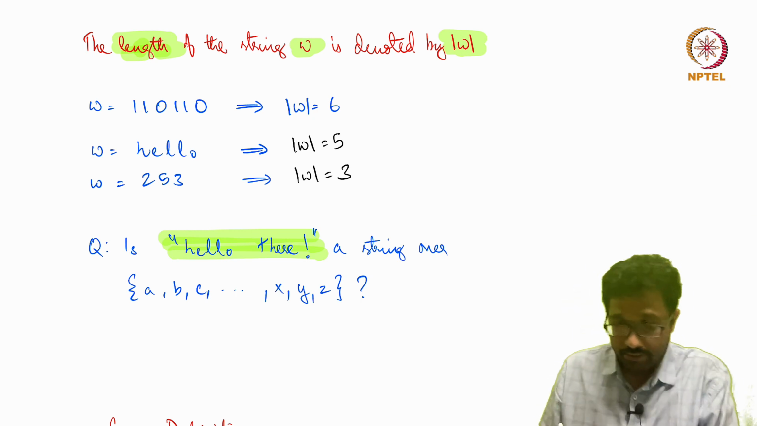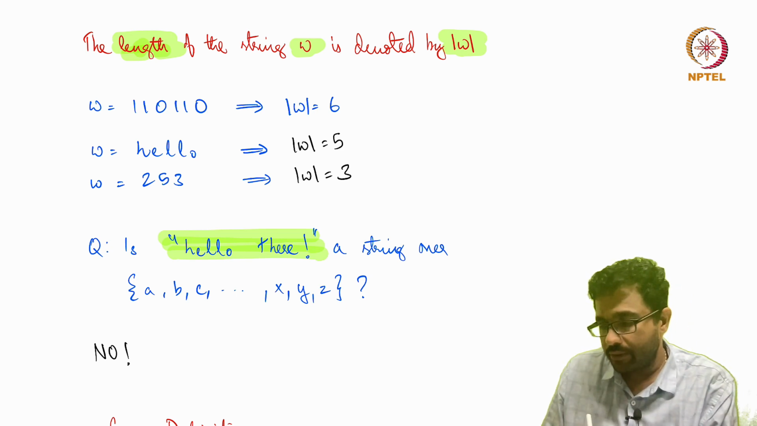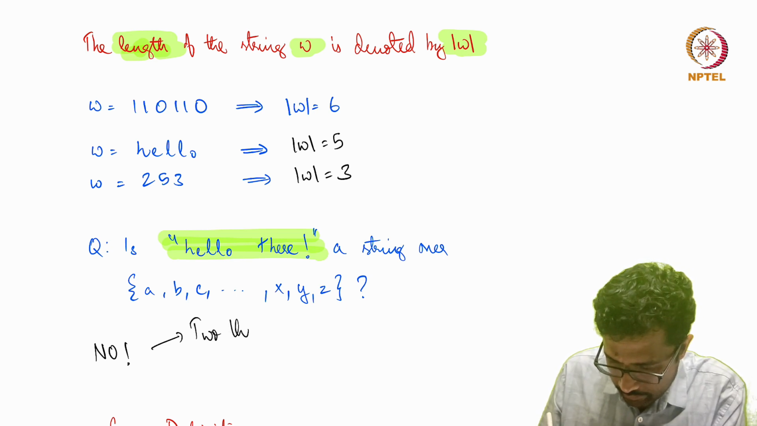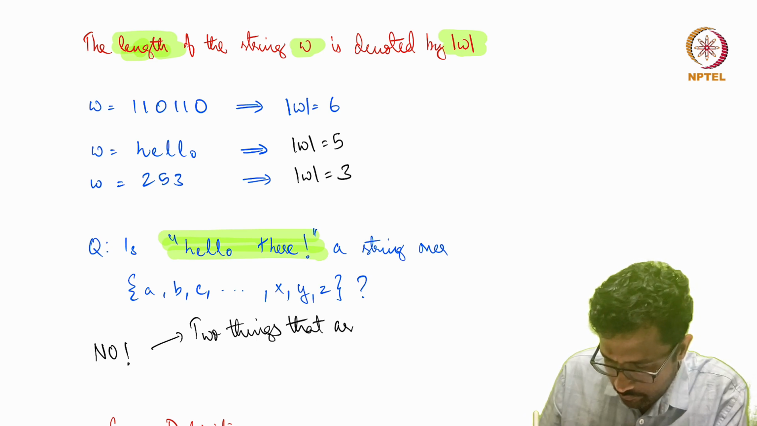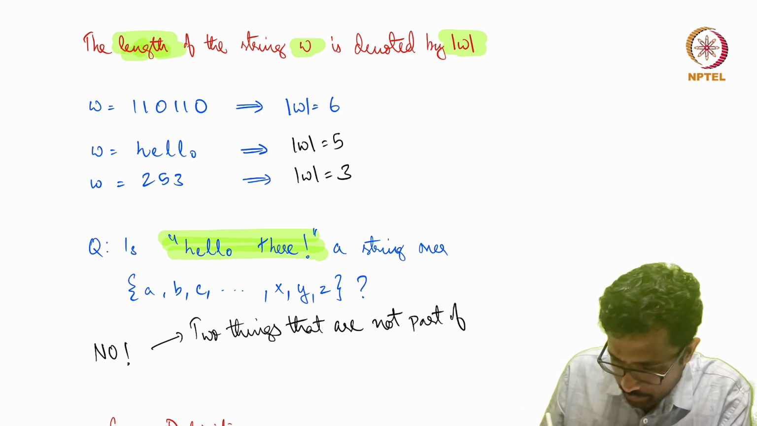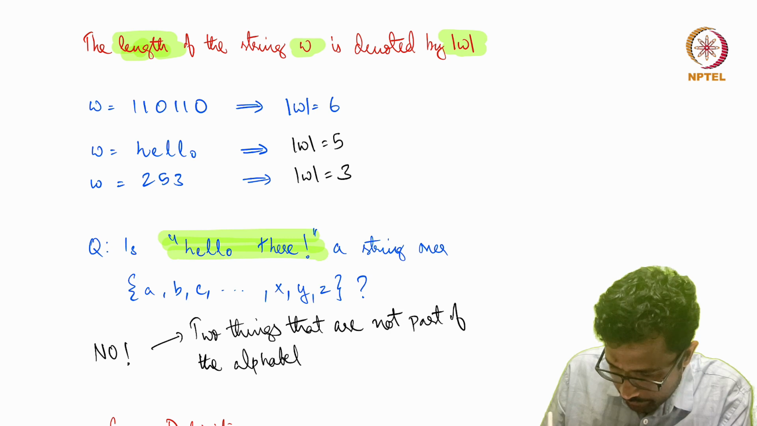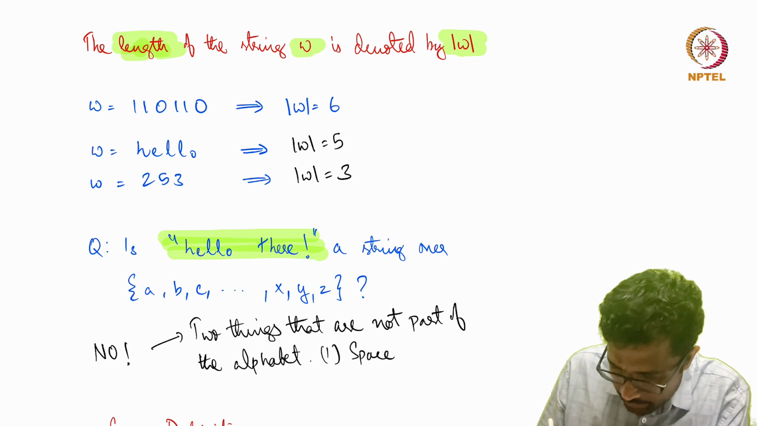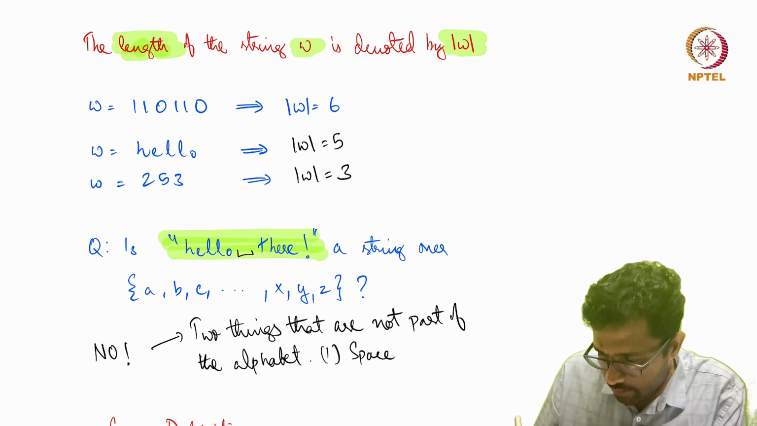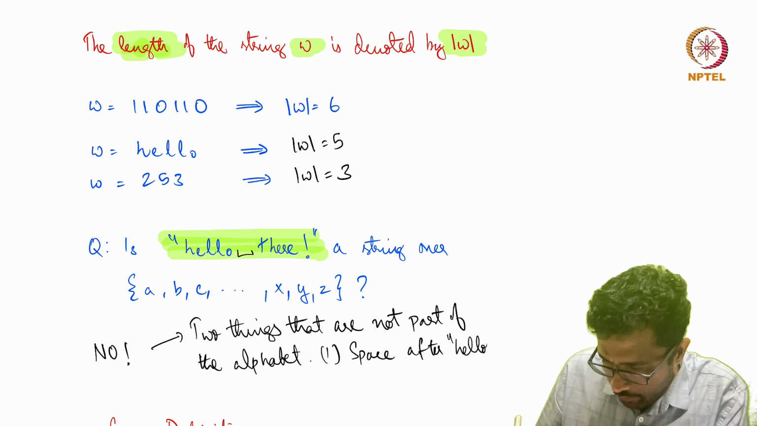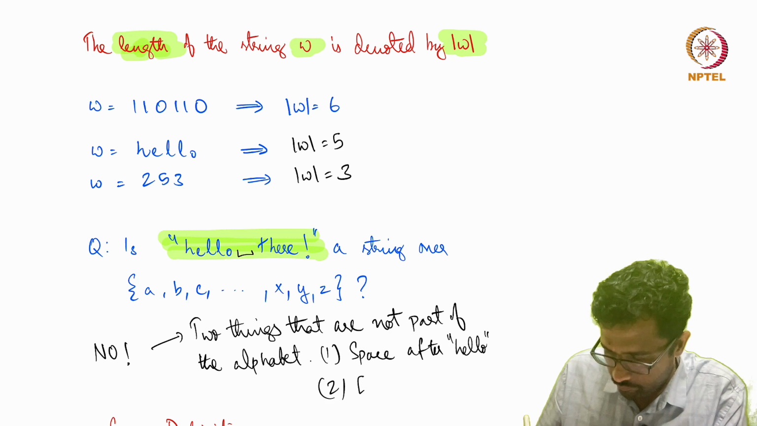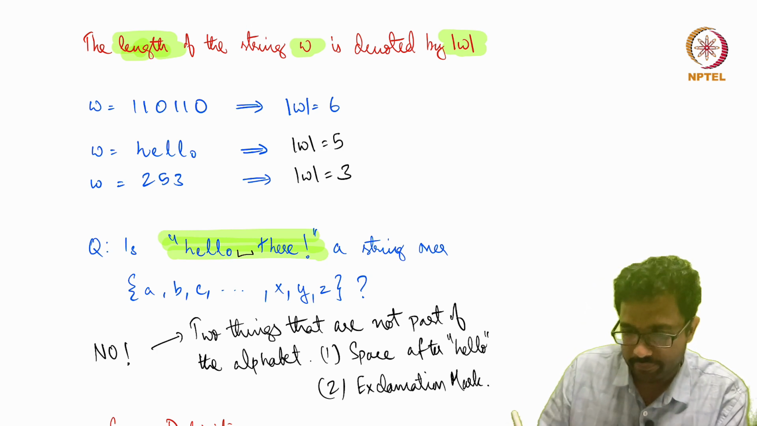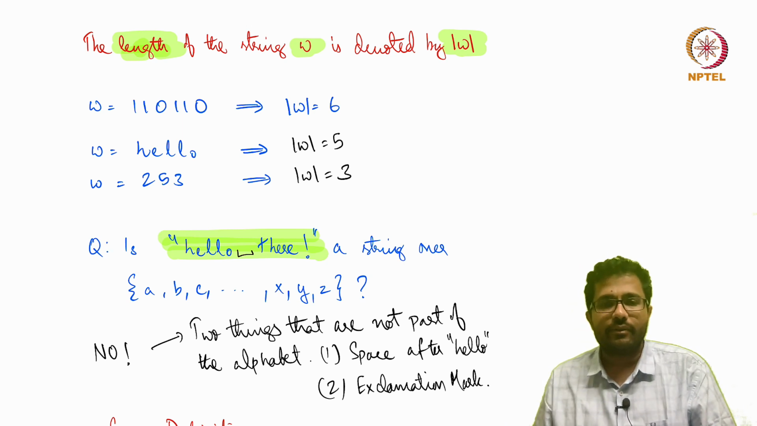The answer is no, because there are two things that are not part of the English alphabet. One is the space after hello and before there, and two is the exclamation mark. Even the exclamation mark is not part of the alphabet, right? So this string is not over the alphabet given here.